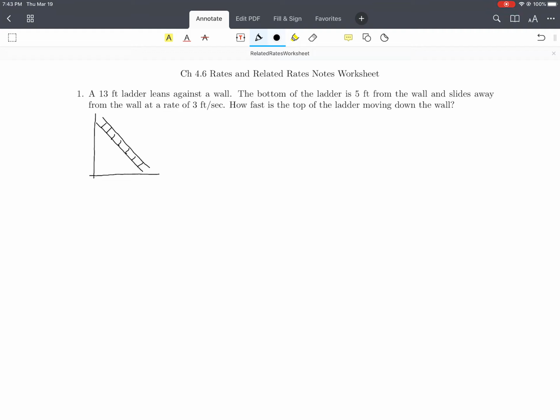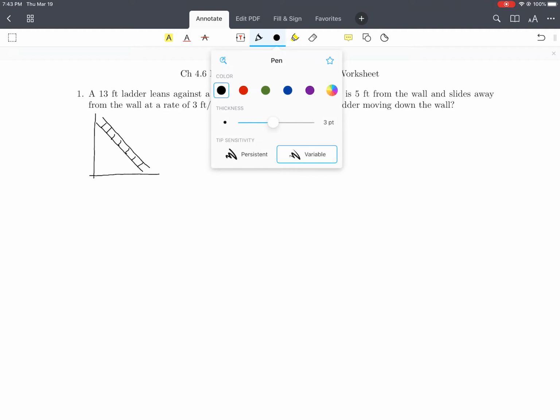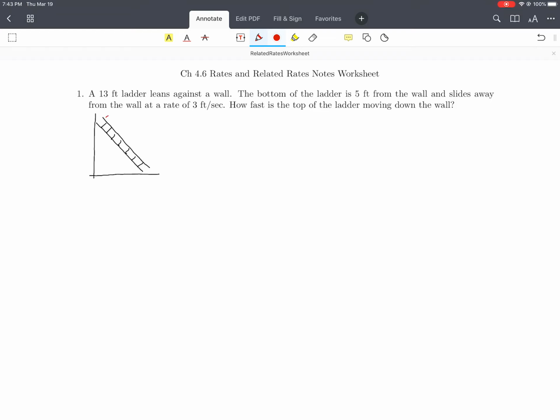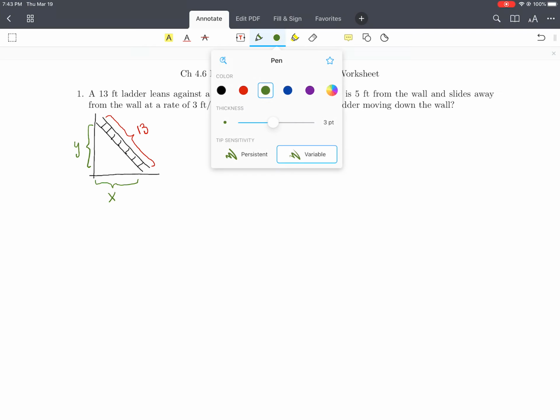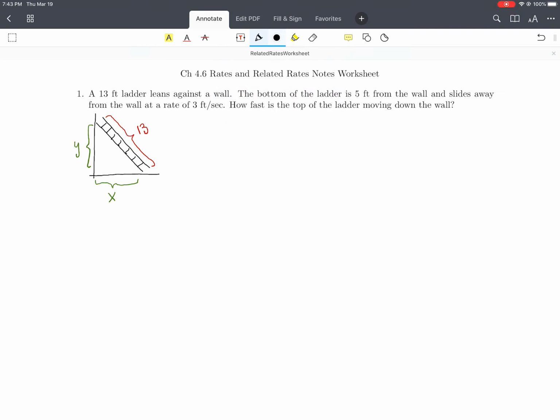and then we'll label things. So I'll switch colors for that. I'm going to label that I know this ladder is 13 feet long. It's always 13 feet long, that doesn't change. And we'll label this distance here as x, and we'll label this distance here as y. I changed colors because those quantities are going to change. And just to be explicit, we can go ahead and write down what x and y are.